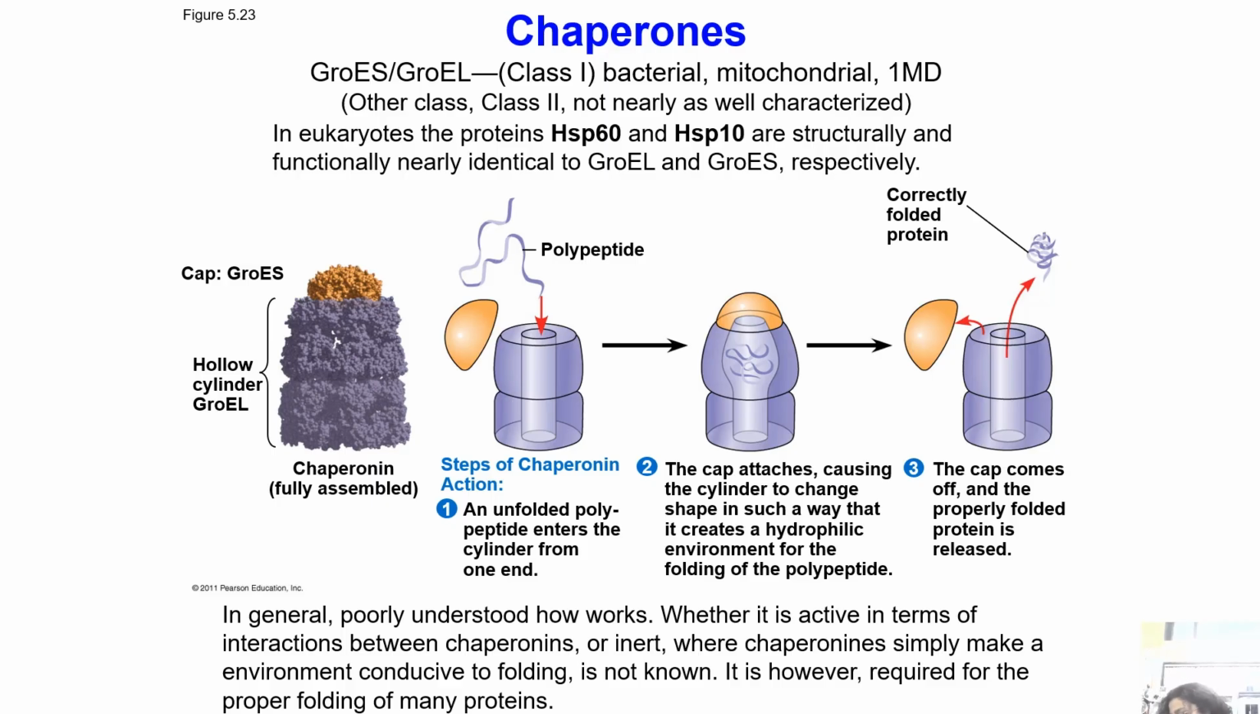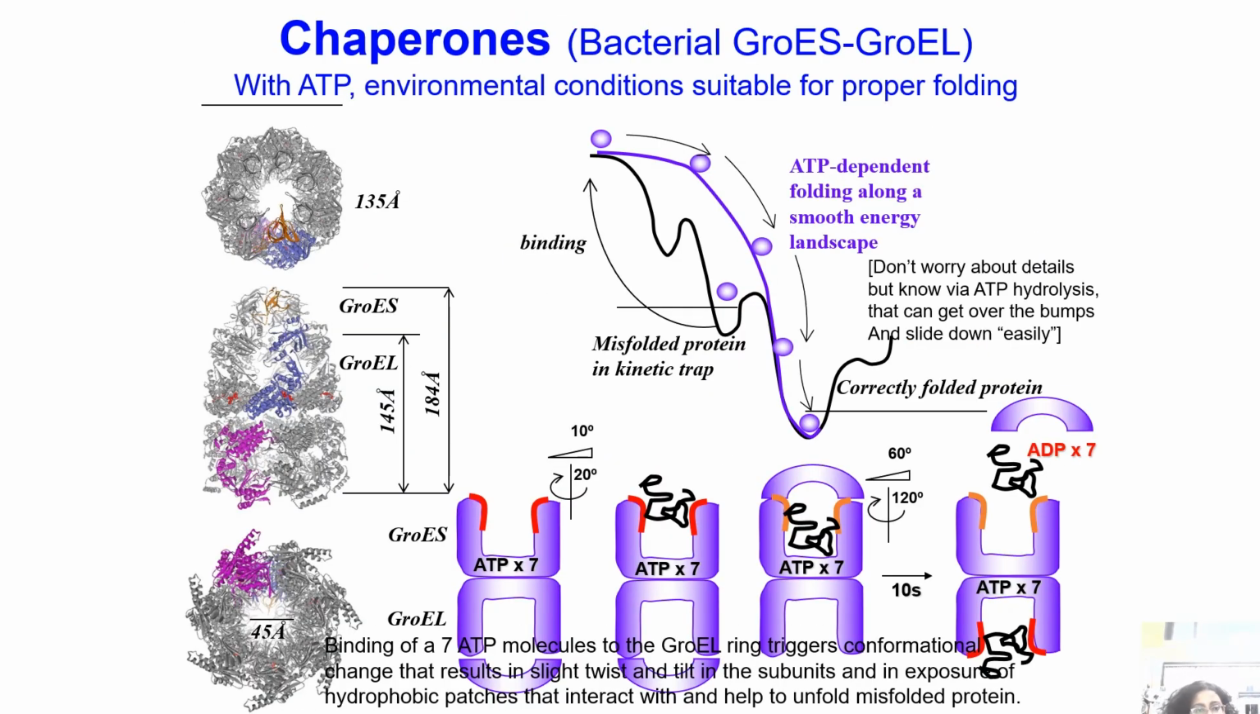Okay. So what are the steps of chaperonin action? An unfolded polypeptide enters the cylinder from one end. The cap attaches, causing the cylinder to change its shape in such a way that it creates a hydrophilic environment for the folding of the polypeptide. The cap comes off and the properly folded protein is released. Chaperones, with ATP, create environmental conditions suitable for proper folding.